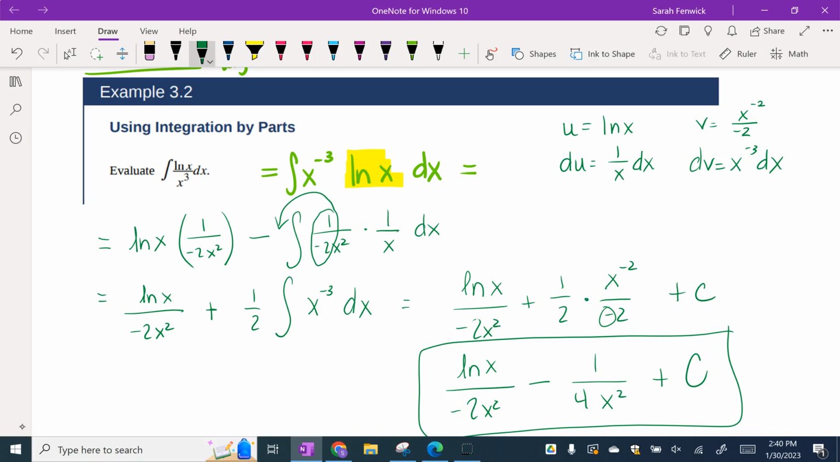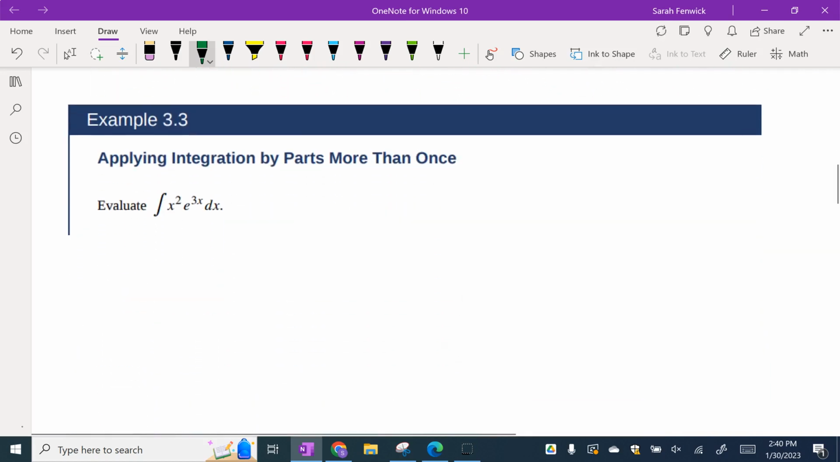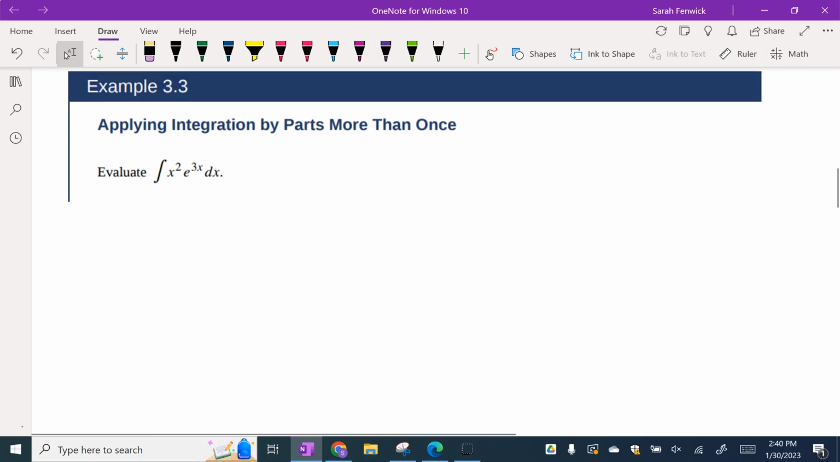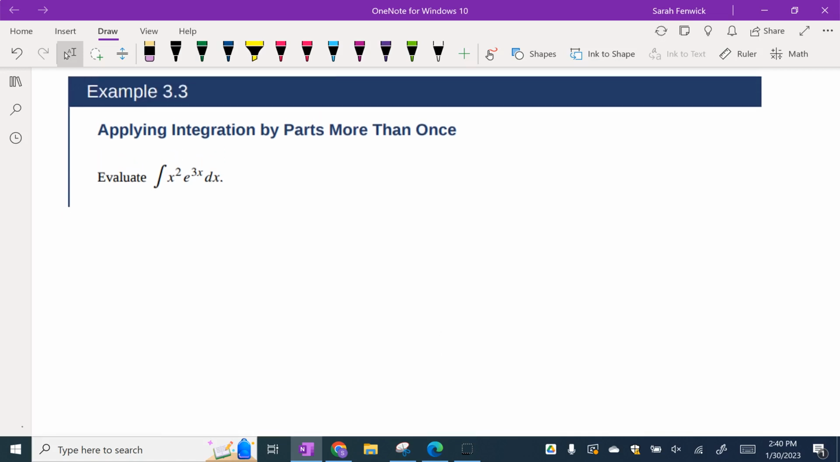Not saying it's easy. I'm just saying give it a try, break it up into pieces, and see what you can do with it. All right, let's look at example 3.3. Here, x squared e to the 3x. Well, we had log functions, don't have any inverse trig functions, don't have any algebraic functions. That's where x squared comes in.